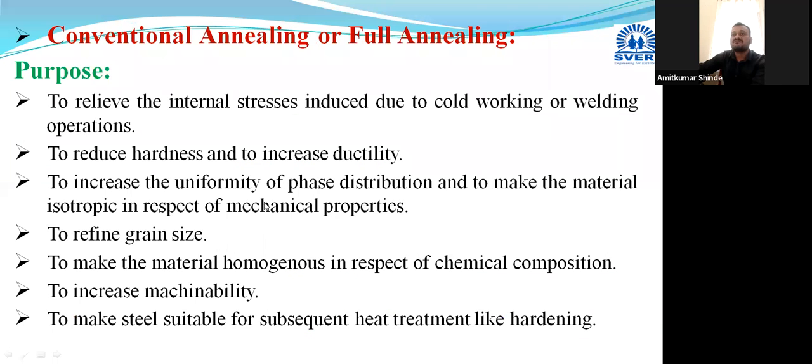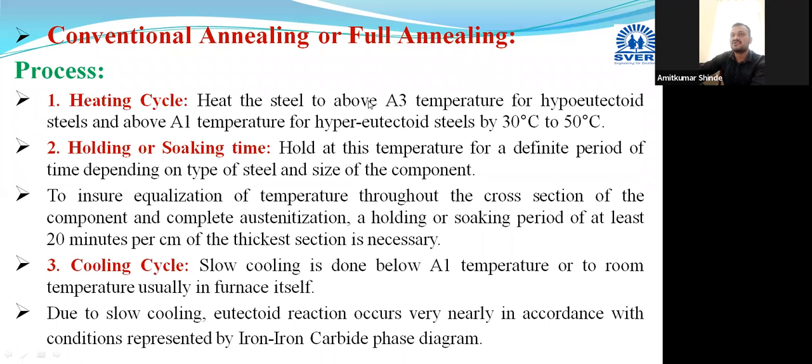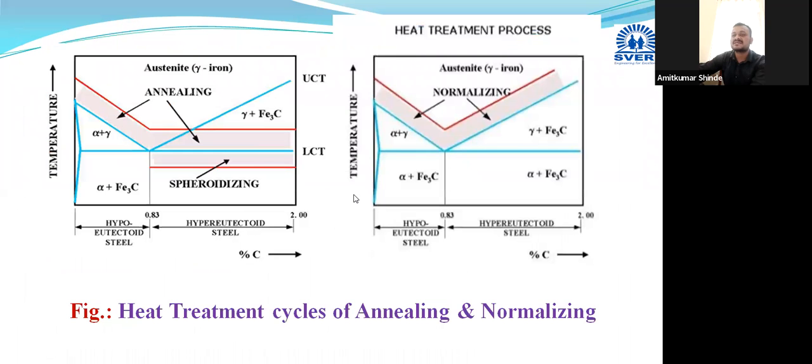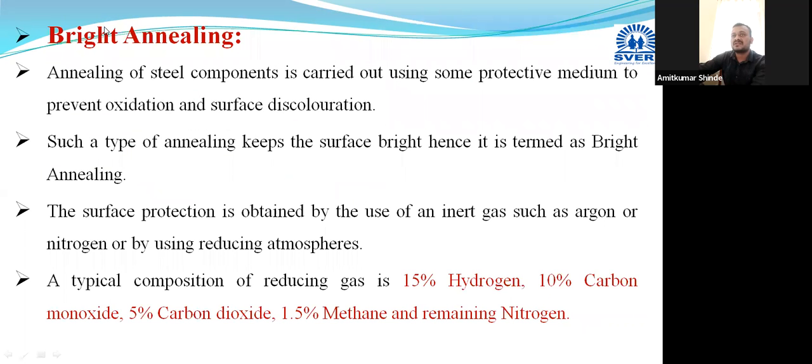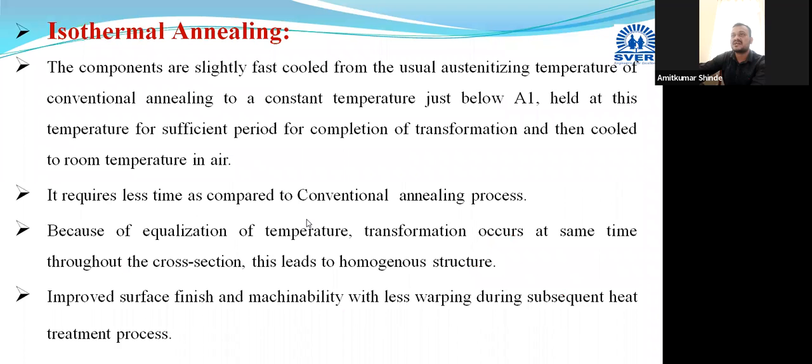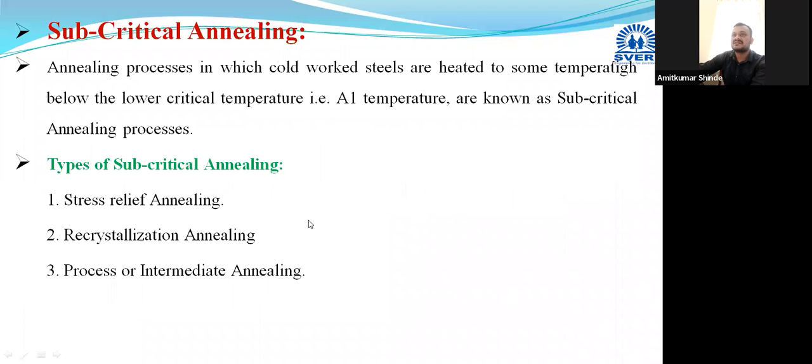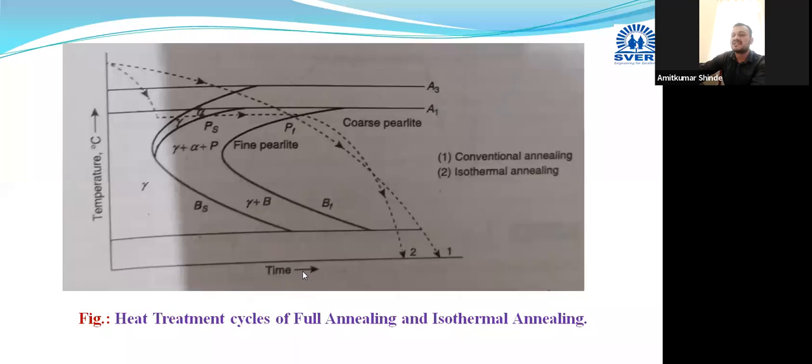Then we started different heat treatment processes which we use in different kinds of steels, it may be plain carbon steel or alloy steels. In that we discussed conventional annealing or normalizing, along with its purpose, processes and applications also. Then its types like bright annealing, box annealing, isothermal annealing, spheroidized annealing, and subcritical annealing, which has three different types: stress relief annealing, recrystallization annealing, or intermediate annealing.